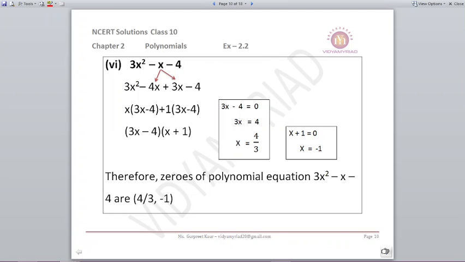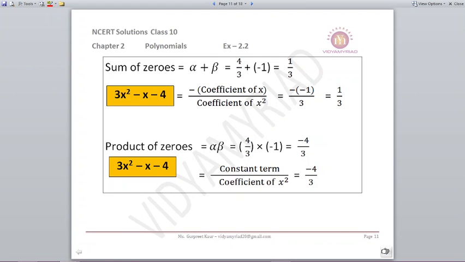So what is alpha plus beta? 4 upon 3 minus 1, after taking the LCM, you get your answer as 1 upon 3. And with the help of this equation, we will get minus of minus 1 upon 3, which is equal to 1 upon 3.